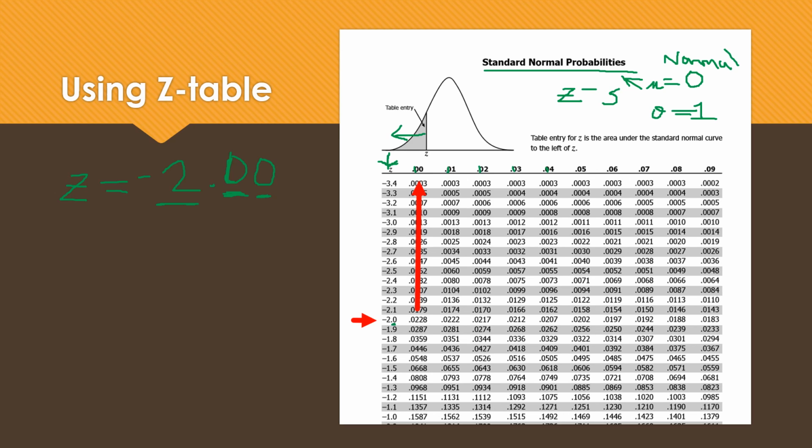So then we look at the intersection of these two, this row and this column, and we get 0.0228, and that's the percentile for a z-score of -2.